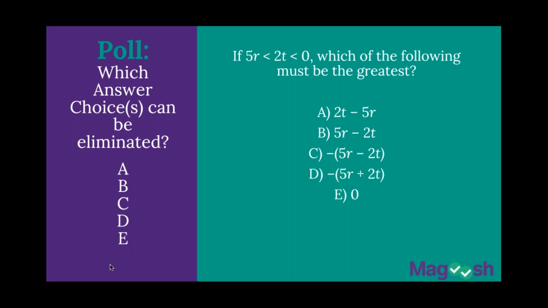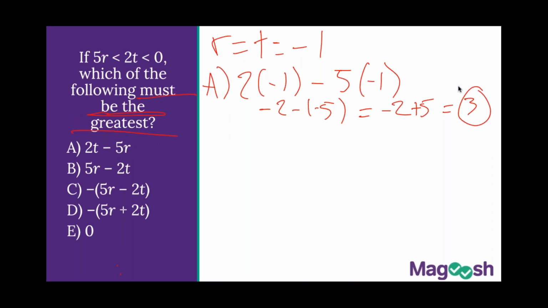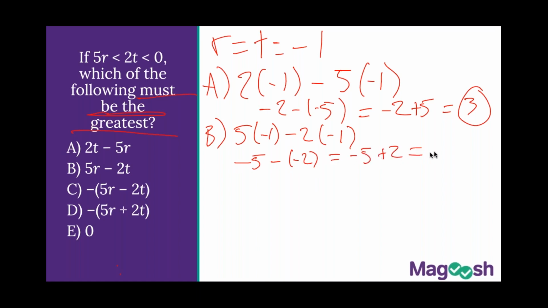So what we showed when we tested here was that answer choice A could equal 3. We don't really know what B, C, or D could equal yet based on the numbers we plugged in, but we do know 100% that 0 is less than 3. And so when we think about this must be the greatest, we know we can eliminate answer choice E. We've shown a case where answer choice A could be greater. So let's come back and let's keep testing then. So let's look at answer choice B now. So we have 5 times -1 minus 2 times -1, which is the same as -5 minus -2, which is the same as -5 plus 2, which equals -3.